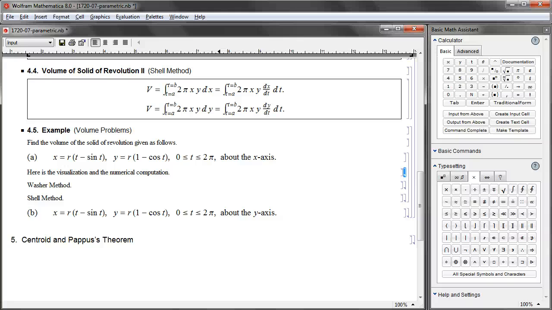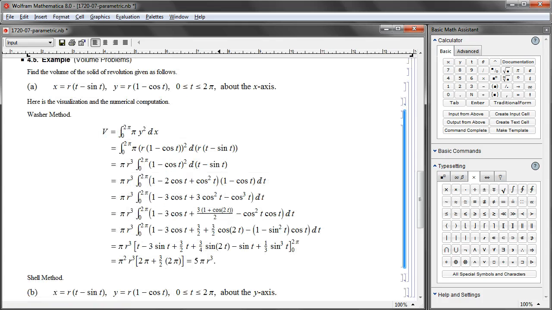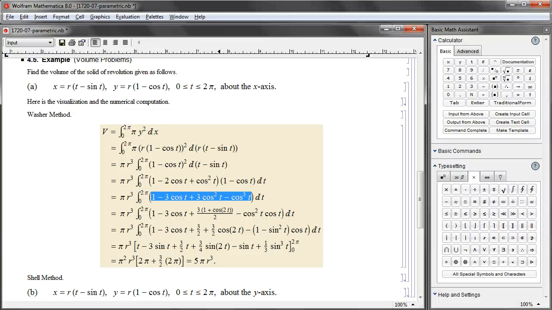Washer method. Let's go with washer method. Pi y squared dx, this one. So pi y squared, this one squared, and then dx, so it's x prime dt. So after simplification, we get this integrand.